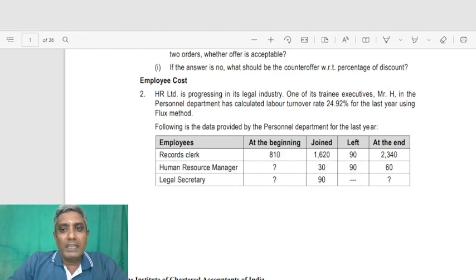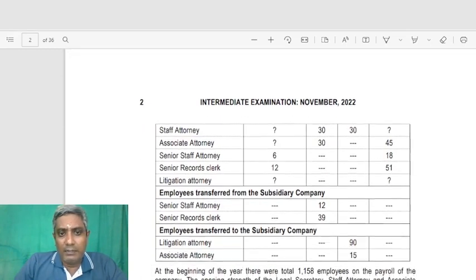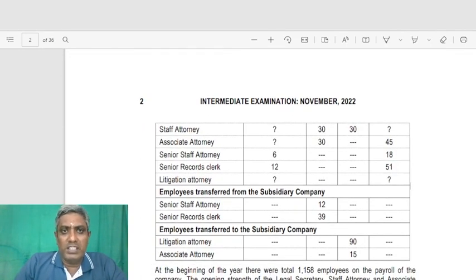For the last year, using the flux method, the calculations have been done here. Now the records at the beginning, joined, left and at the end details were given: records clerk, HR manager, legal secretary, staff attorney, associate attorney, senior staff attorney, senior records clerk, litigation attorney. It depends upon the department, the posts are created and the number of employees joined. Number of employees at the beginning, joined, left and at the end data were given.